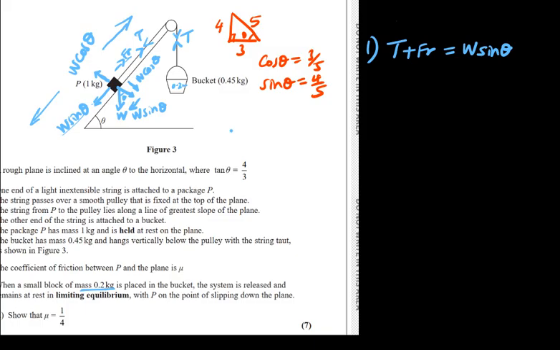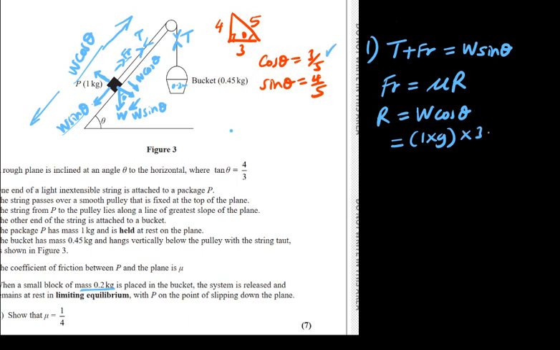So we need to get friction first. Friction is given using the formula mu R, and therefore our R is given by W cos theta, and our W is basically the weight. The weight is the mass, that is 1 times gravity. The mass of the package is 1 kg and the gravity is g. Then cos theta, we got it to be 3/5. So this one is going to give us 3/5 g. So that's the normal reaction force. So our friction becomes mu, so that's 3/5 mu g. So that is what we have.